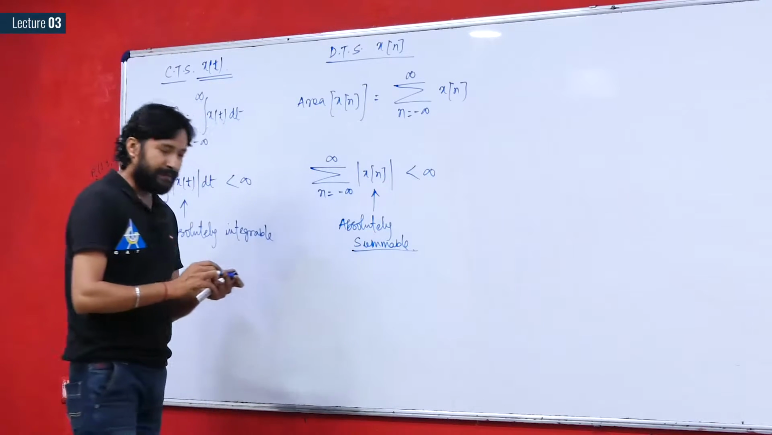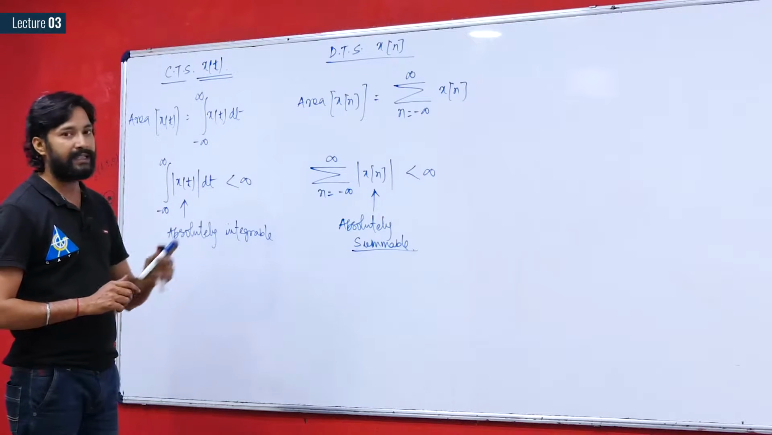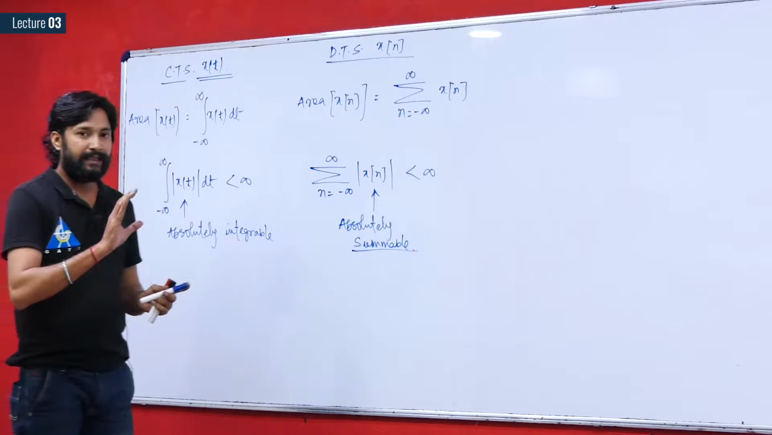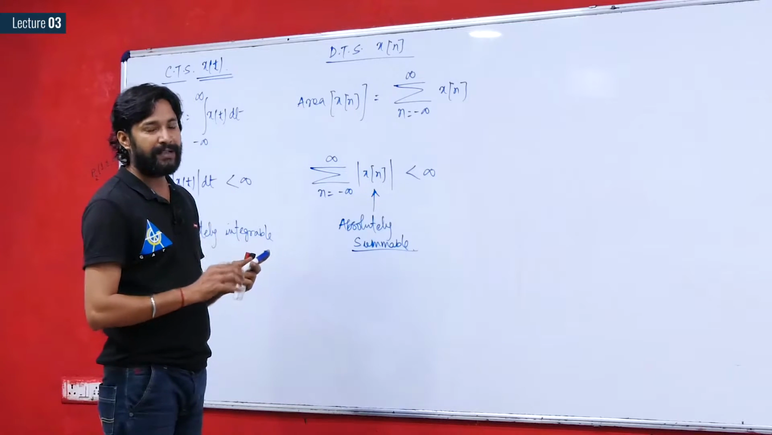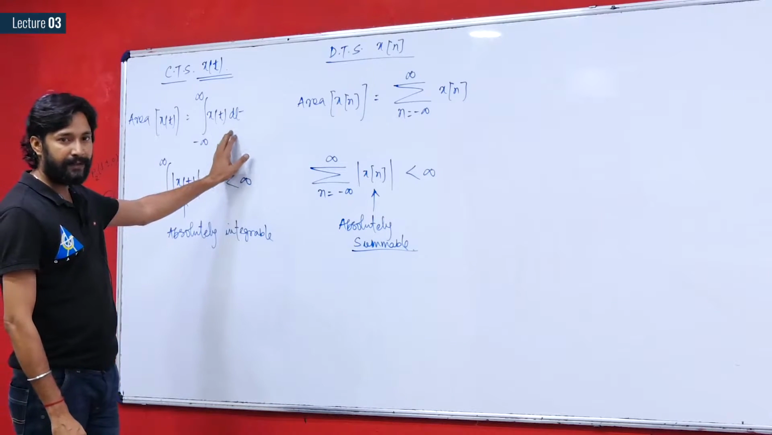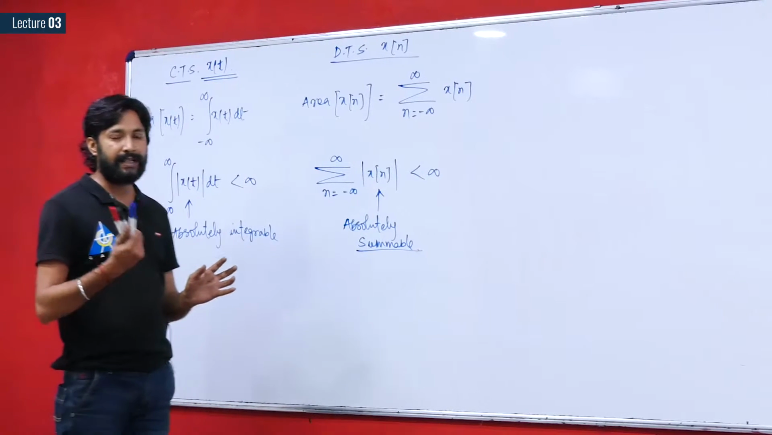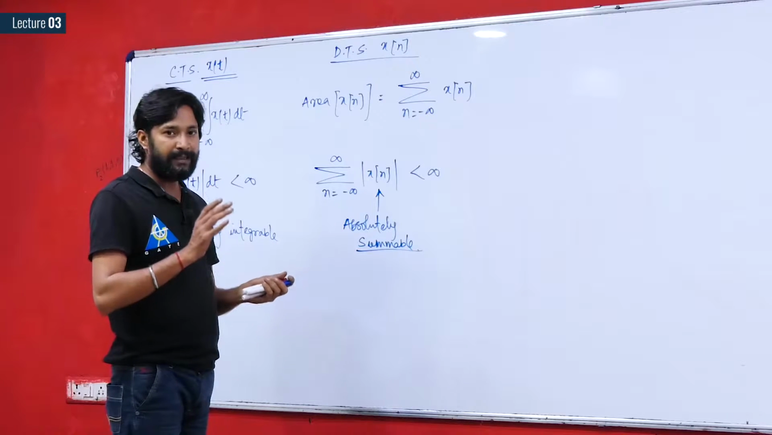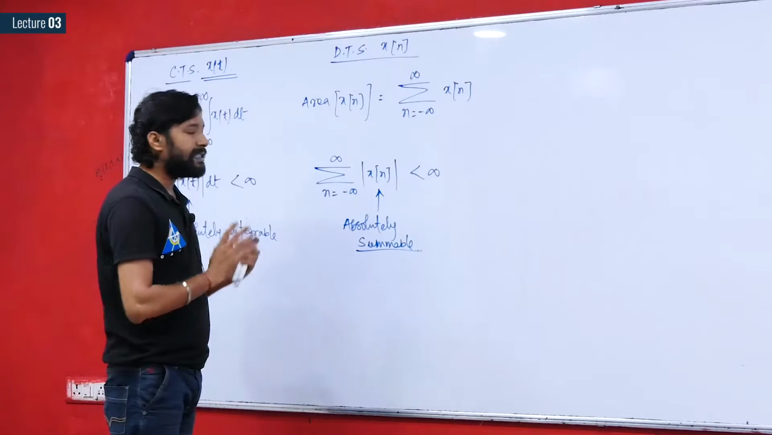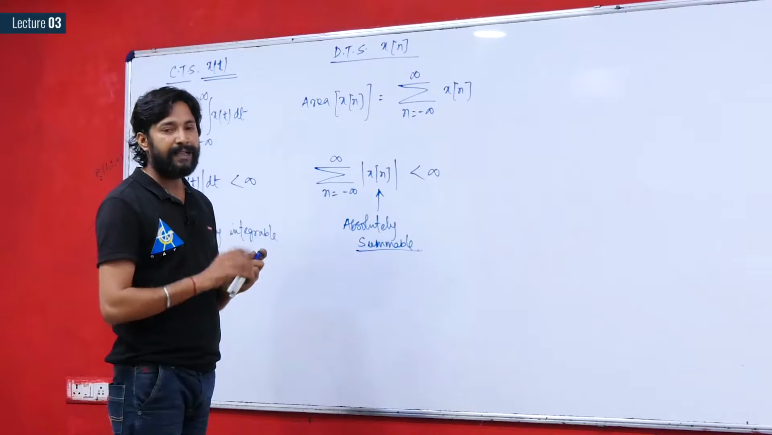So now we have to define some operations that you are going to perform on any continuous or discrete time signal, and you will be taking the effects of that operation on various parameters that are going to be area, that will be absolute integrability or absolute summability, that will be the existence duration of any signal, that will be the time width.